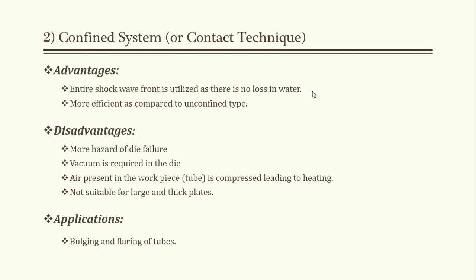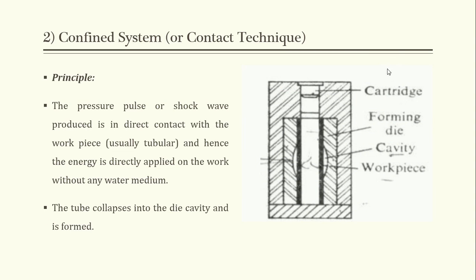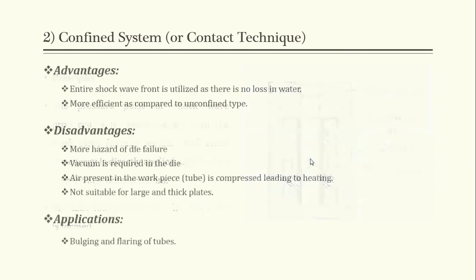Vacuum is required in the die to avoid adiabatic heating. Air present in the workpiece is compressed, leading to heating. Now you can see in this tube air is present. As and when this explosive burns at this front portion, it will produce the shock waves, and the air inside that tube is going to heat due to the explosion, and at the same time due to compression. That's why it affects the workpiece.